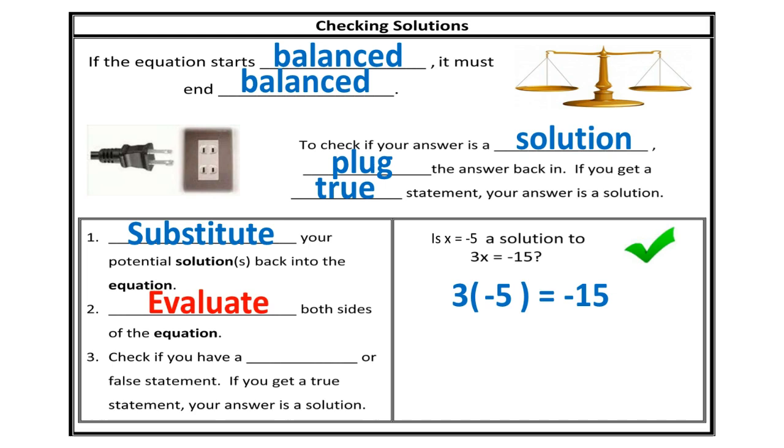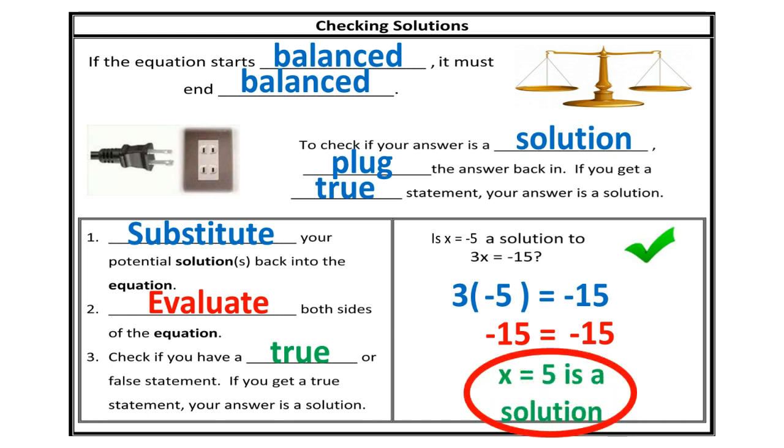Next, I'm going to evaluate both sides of the equation. 3 times negative 5 equals negative 15, and the other side is already negative 15. Check if you have a true statement or a false statement. If you get a true statement, your answer is a solution. Negative 15 does equal negative 15. So that means x equals negative 5 is, in fact, a solution. I solved the equation correctly.